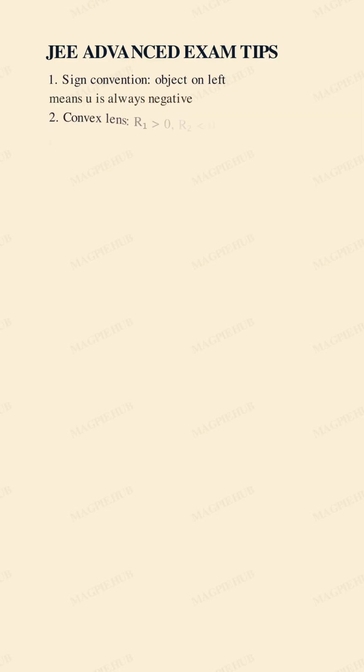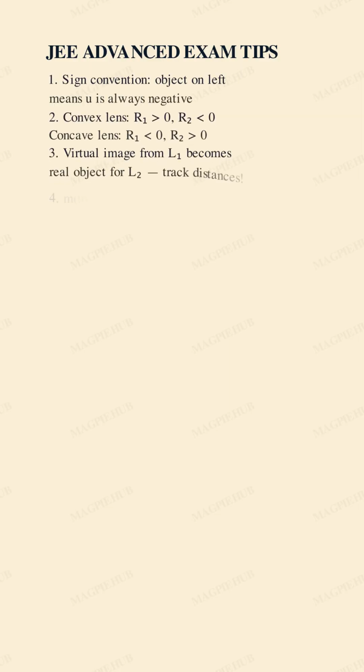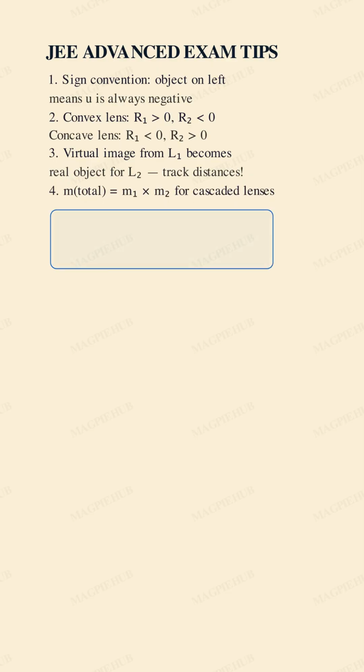Exam tips for JEE Advanced Optics problems. Tip 1. Always follow the sign convention. Object on the left means u is negative. Tip 2. For a double convex lens, R1 is positive and R2 is negative, and vice versa for concave. Tip 3. A virtual image from lens L1 becomes a real object for lens L2. Carefully track distances from each lens. Tip 4. Total magnification is the product of individual magnifications.